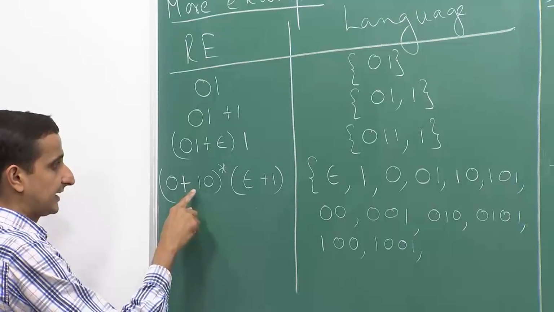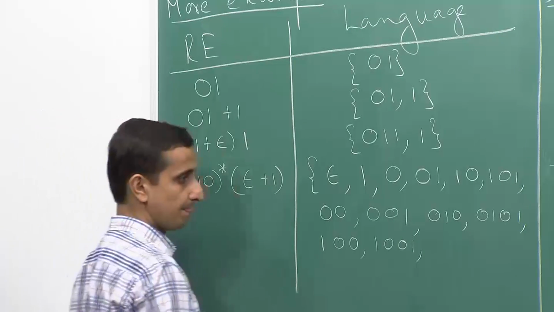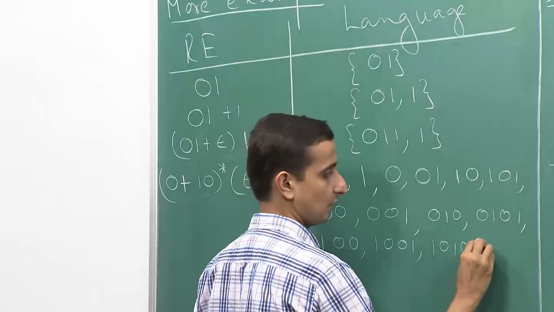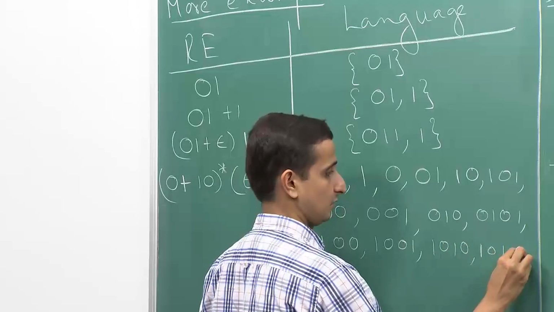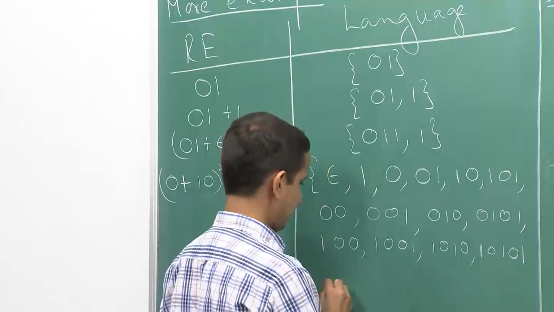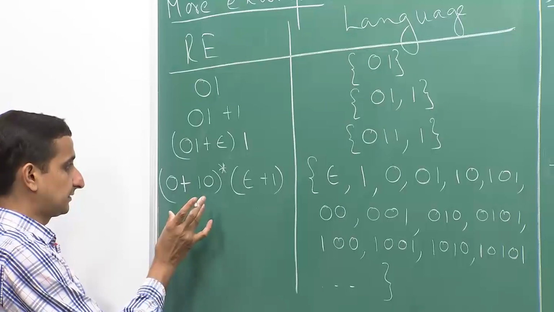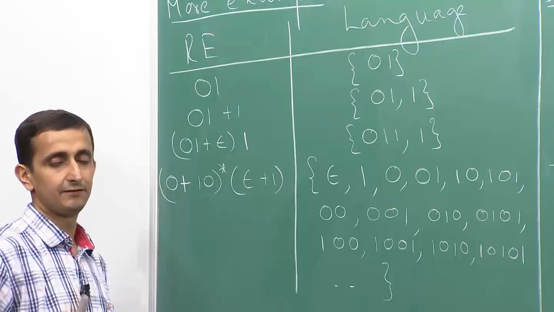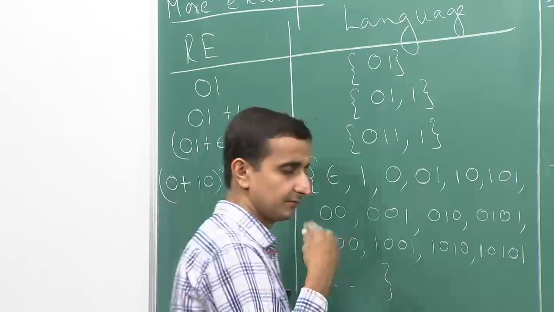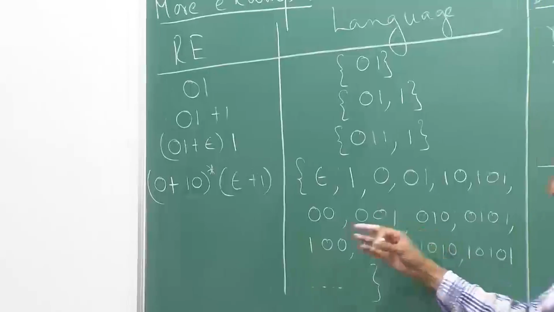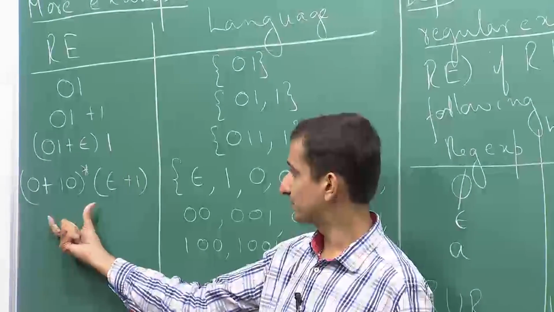And the fourth is I can have 1 0 1 0, which will give me 1 0 1 0 and 1 0 1 0 1, okay, and so on. Now I will take 3 strings from this set, 4 strings and so on. Okay, so this is an infinite language.